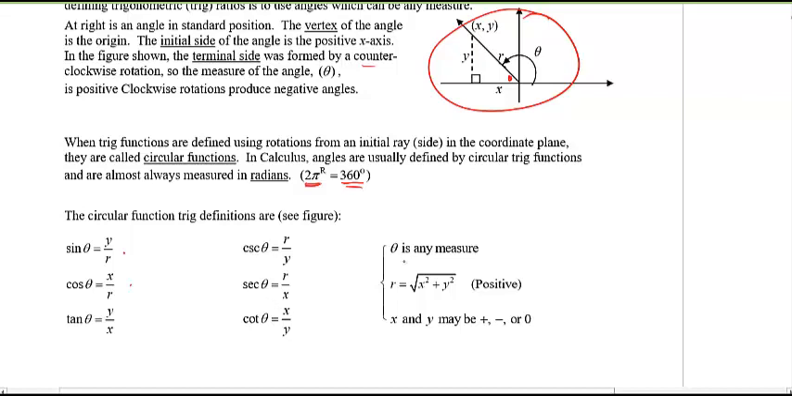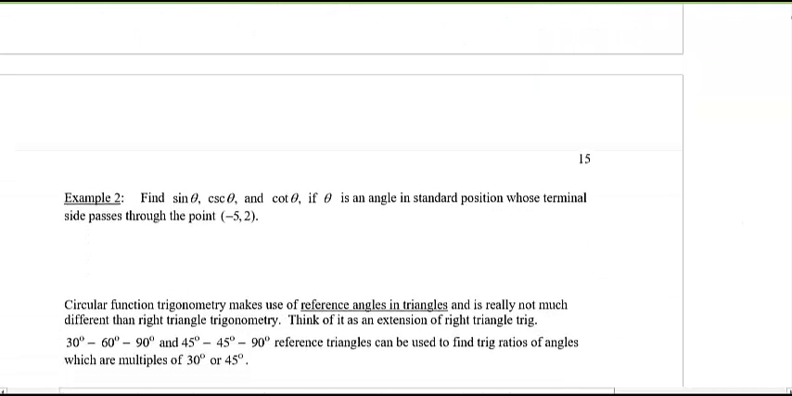If this is the angle theta here, this is x, then tangent, and then cosecant, secant, cotangent, once again the reciprocal. Notice that theta can now be any measure in the circle from 0 to 360 or 0 to 2 pi. r is always just using Pythagoras. It's the square root of x squared plus y squared. And then once again, x, y could be positive, negative, or 0. All right, so hopefully this is not new to you.